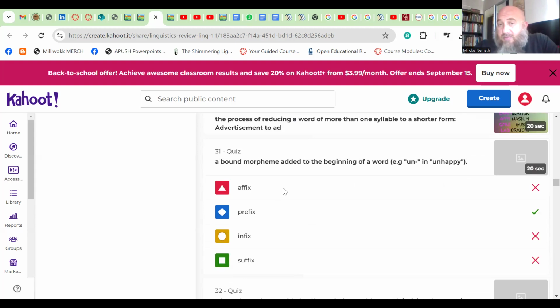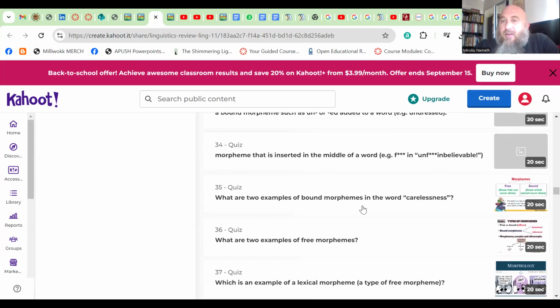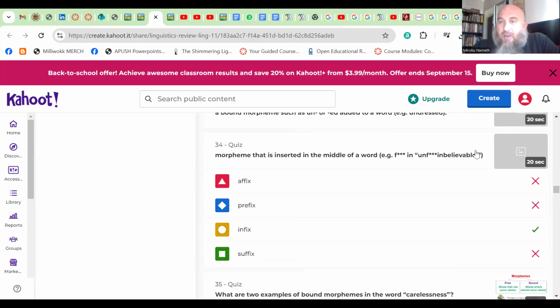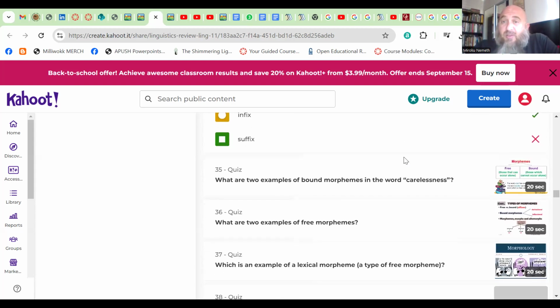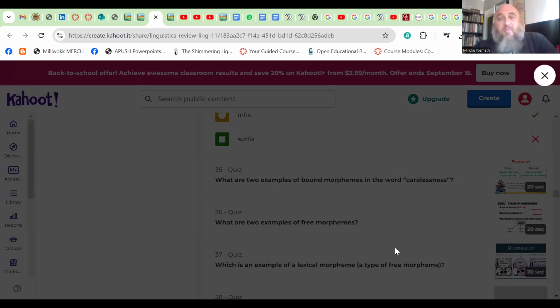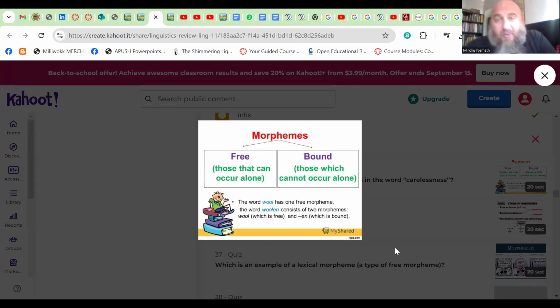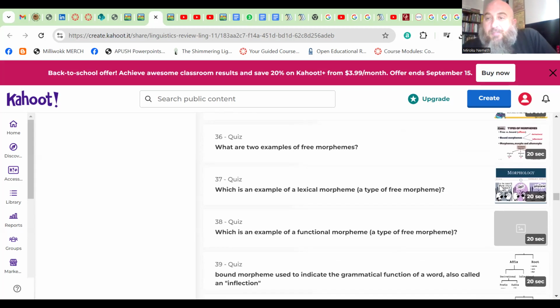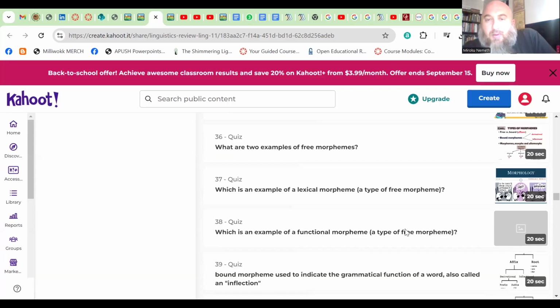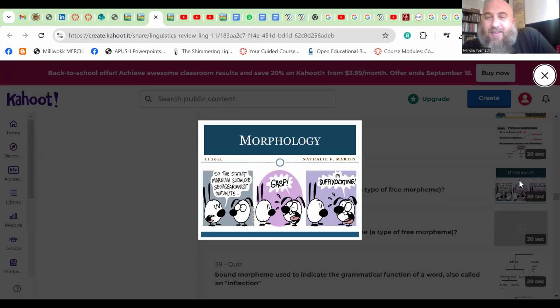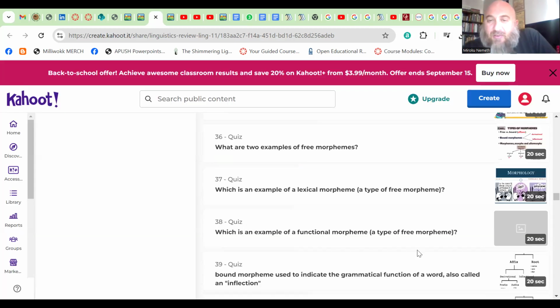Then I got all the way to bound morphemes. The beginning of the word, that's a prefix. And sort of the beginning in the middle of a word, that's an infix. Bound and free morphemes, lexical morpheme. I'm suffocating. I hadn't seen that in forever.